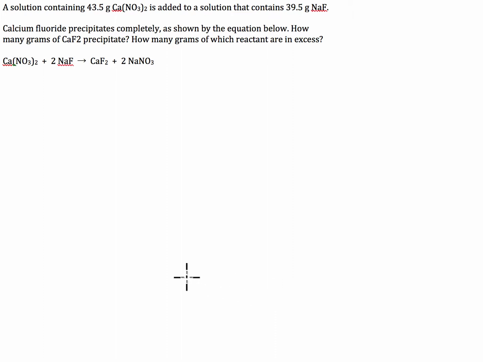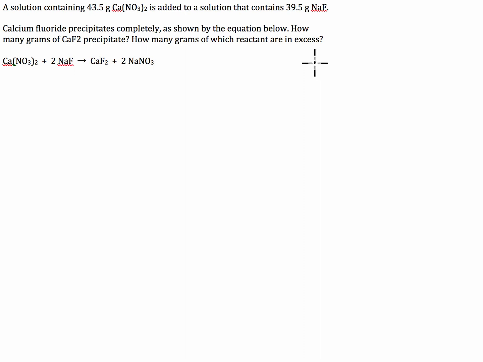Hi, so I want to take a minute to work through one of these limiting reagent problems, especially one that talks about how much reactant we have in excess. Here we have a solution containing 43.5 grams of calcium nitrate added to a solution that contains 39.5 grams of sodium fluoride. Calcium fluoride precipitates completely as shown in the equation below. How many grams of calcium fluoride precipitate and how many grams of which reactant are in excess?